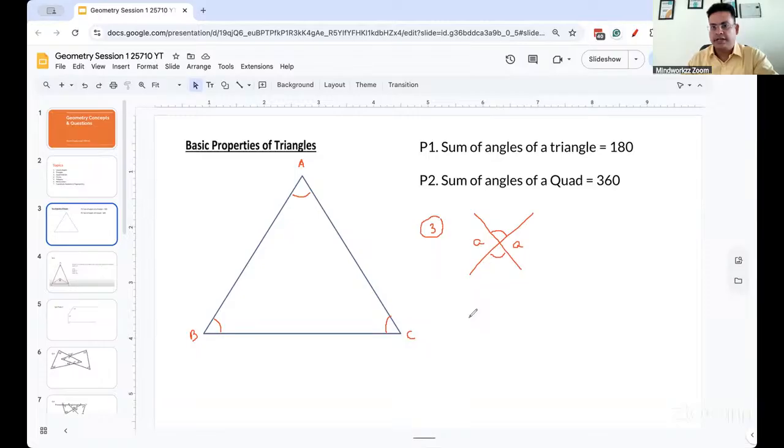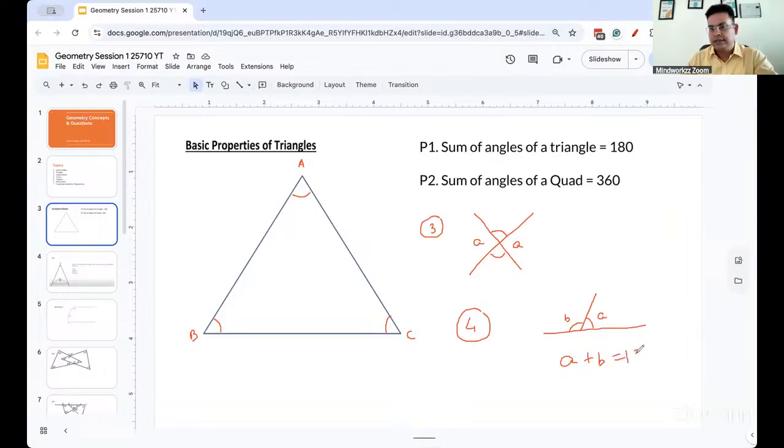And the fourth property, which I believe you are aware of: angles on a straight line add up to 180 degrees. So if this is angle A, and this is angle B, so A plus B will be what? 180 degrees. A plus B would be 180 degrees, or you can say B is equal to 180 minus A.